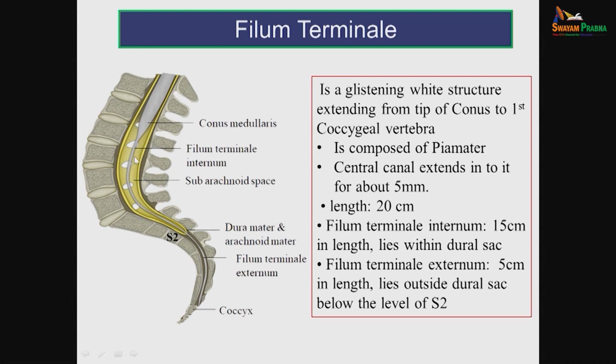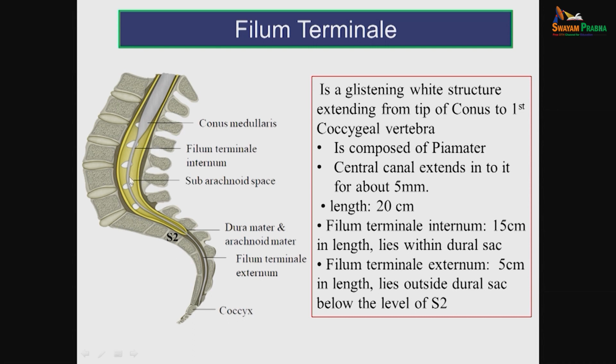It is composed of pia mater. If you take the cord, it has the central canal in the grey commissure. This central canal is going to extend into the filum terminale for just about 5 millimeters. Initial segments of the filum terminale will contain the central canal. The length of the entire filum terminale, what you are seeing here, is 20 centimeters.